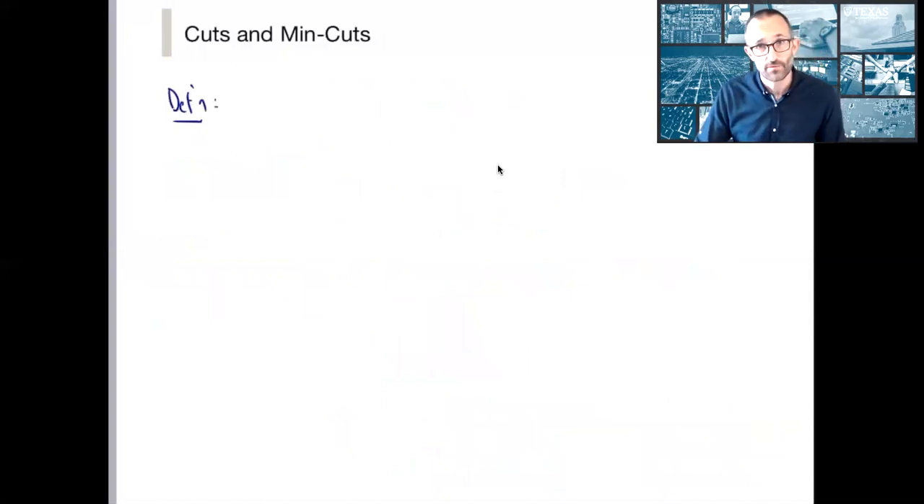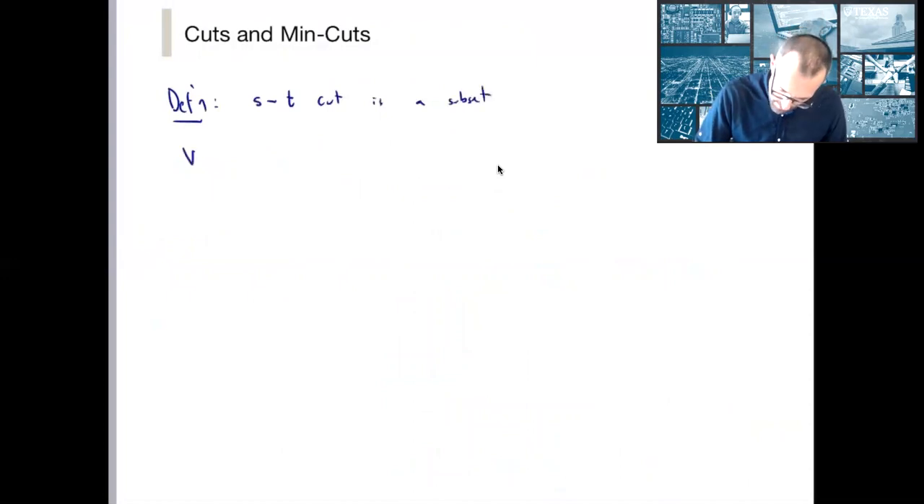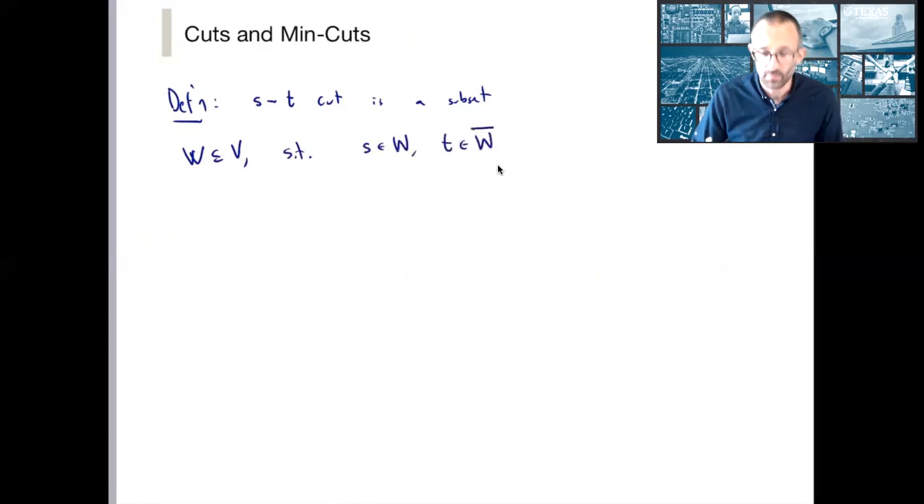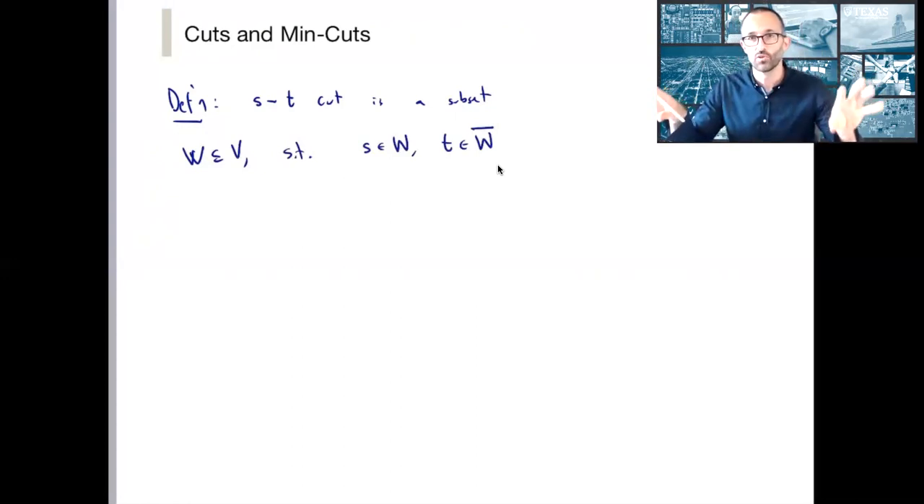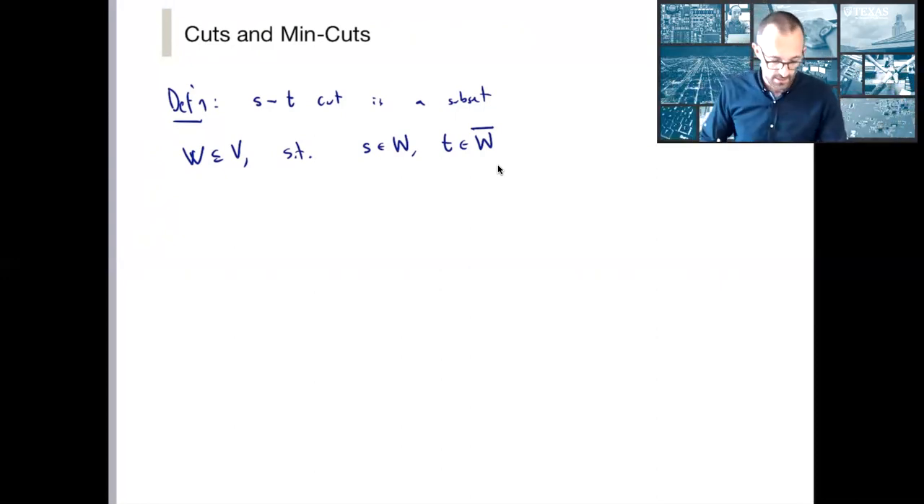In a graph, V with S and T, a source and a sink, an ST cut is a subset W of the nodes such that S is in W and T is in its complement, which I'll denote by W bar. So note that sometimes a cut is also defined as a subcollection of edges. But in this case, I'm just defining a cut as a partition of the nodes into two, where S is in one piece and T is in the other.